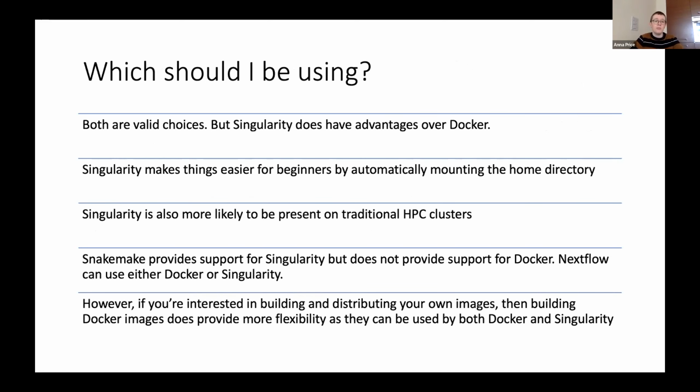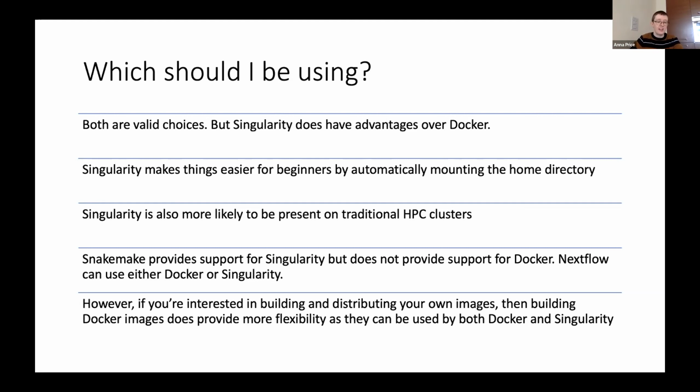So which should you be using? I mean, they're both valid choices. I would say Singularity does have some advantages over Docker. I think it is a bit easier to use in terms of mounting the home directory for you, and the way it manages containers. With Docker, you're always interacting with this Docker daemon, and sometimes having to do a bit of cleanup, which you don't have to do with Singularity.